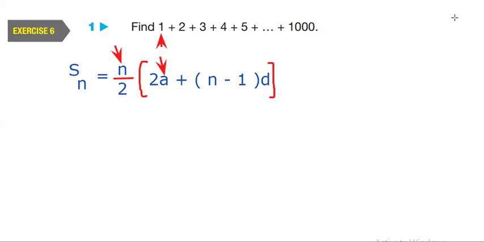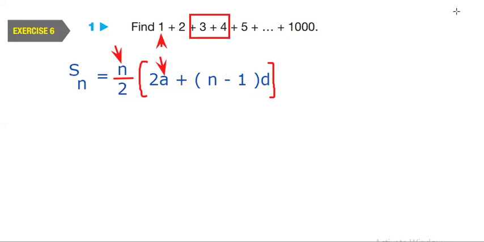And how do we know the difference? We can take a look at two consecutive terms. We can pick any consecutive terms. We can pick this and this, for example. We can say 4 minus 3 is going to be plus 1. So the D, or the difference for the sequence, is plus 1.